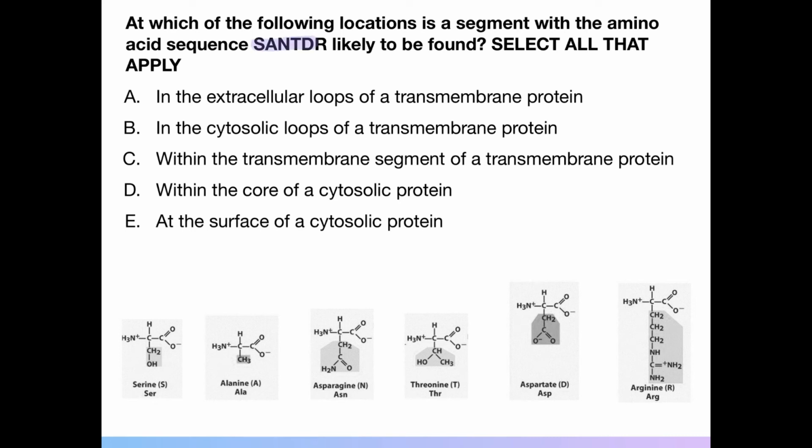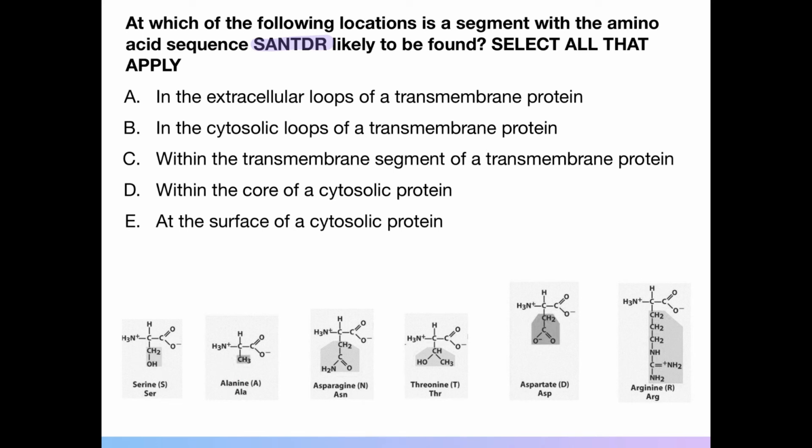This short peptide contains the amino acids serine, alanine, asparagine, threonine, aspartate, and arginine. Of these, the only one that is hydrophobic is alanine, since it contains a methyl group as its R group. And since a methyl group consists of a carbon bonded to 3 hydrogens, these bonds are nonpolar.